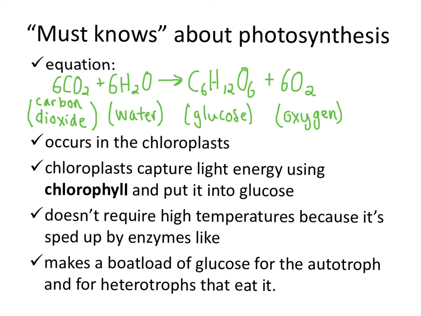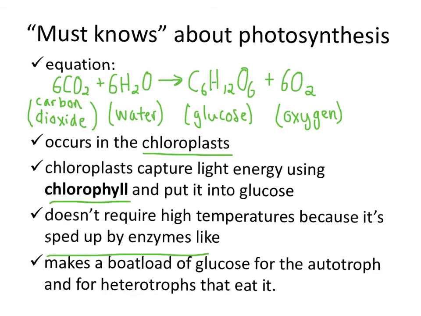You have to know that this occurs in the chloroplasts of the plant cells, and that the chloroplasts capture the light energy using chlorophyll and put it into the glucose. And just like with cellular respiration, this doesn't require high temperatures because it's sped up by enzymes. And then lastly, this makes a boatload of glucose for the autotroph and heterotrophs that eat it.